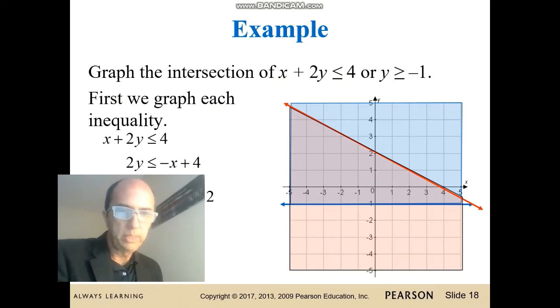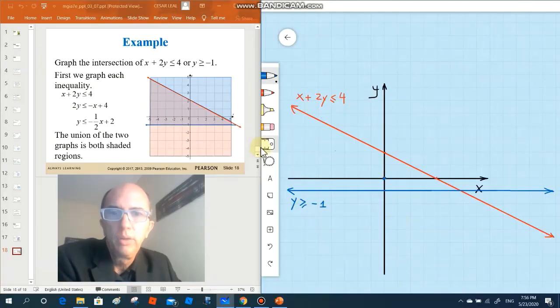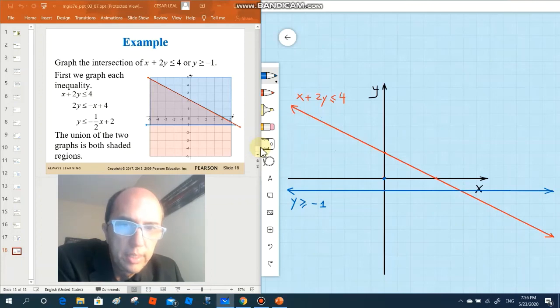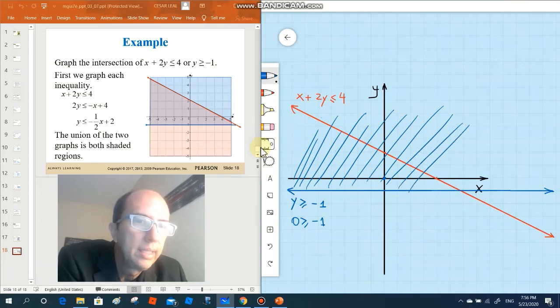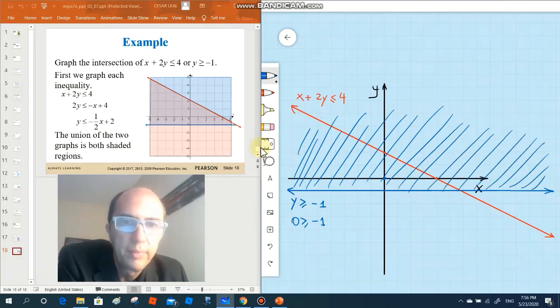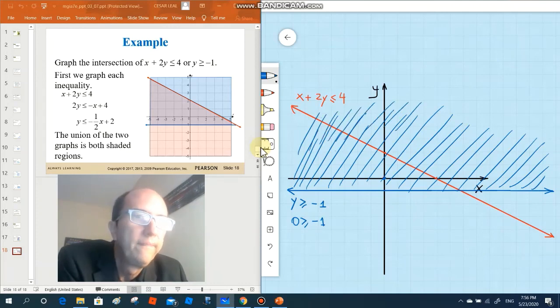But it's very important. Let me show something that the PowerPoint is not showing. Okay, let's do the test here for (0, 0). 0 is greater than or equal to -1. Is this true? Yes, it's true. That means everything on this side is shaded in blue.